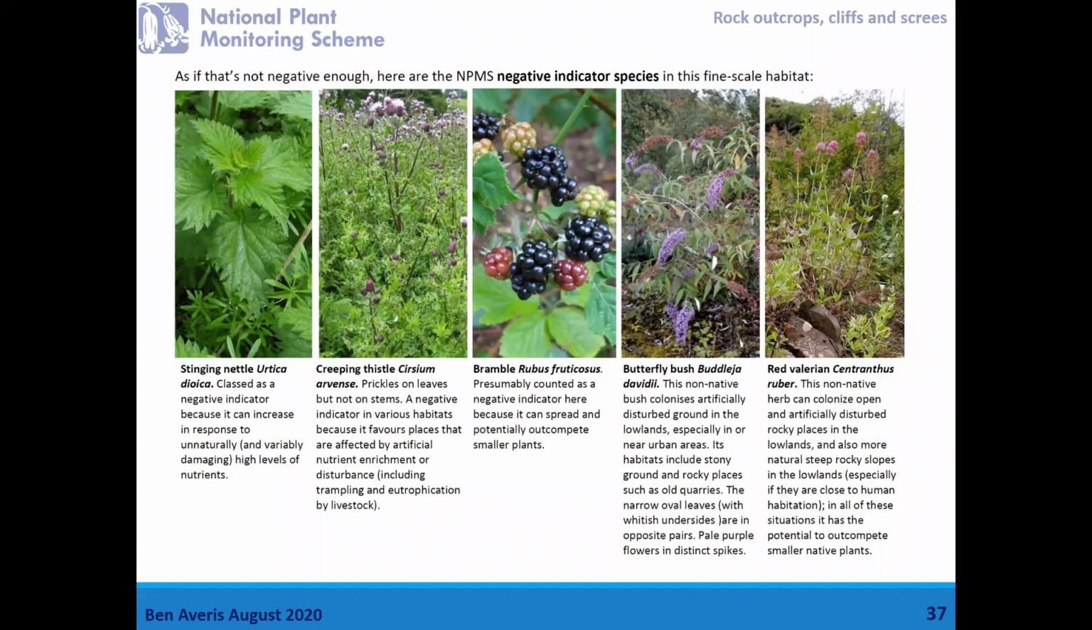Red valerian, that can colonize out from gardens and places into some of these rocky places and do quite well. You see huge amounts of it on some walls, for example, and then it can spread out into rocky, steep grasslands, and that can be a bit of a problem, even though it's quite a nice looking plant.